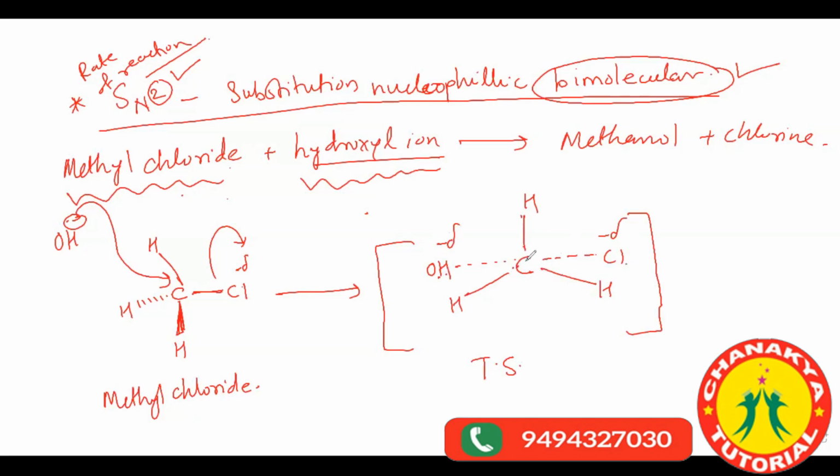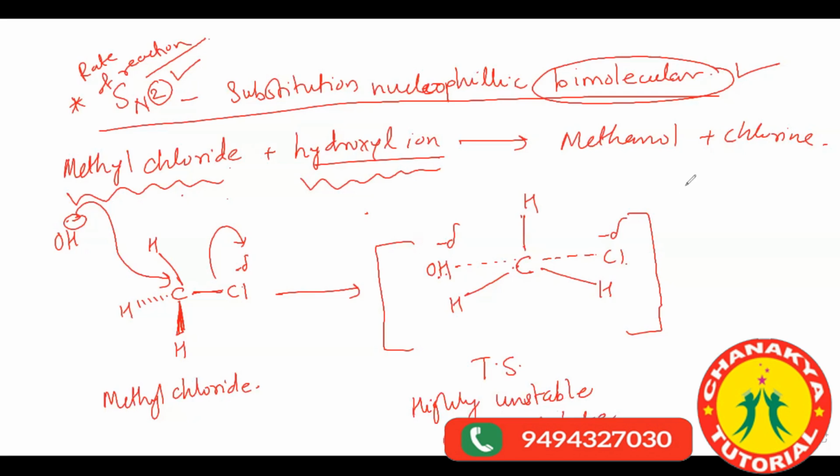And it has how many? What is the valency of carbon actually? 4. In this, what is the valency? 5. 1, 2, 3, 4, 5. And hence it is highly unstable. Right? Highly unstable. Correct? And cannot be isolated.